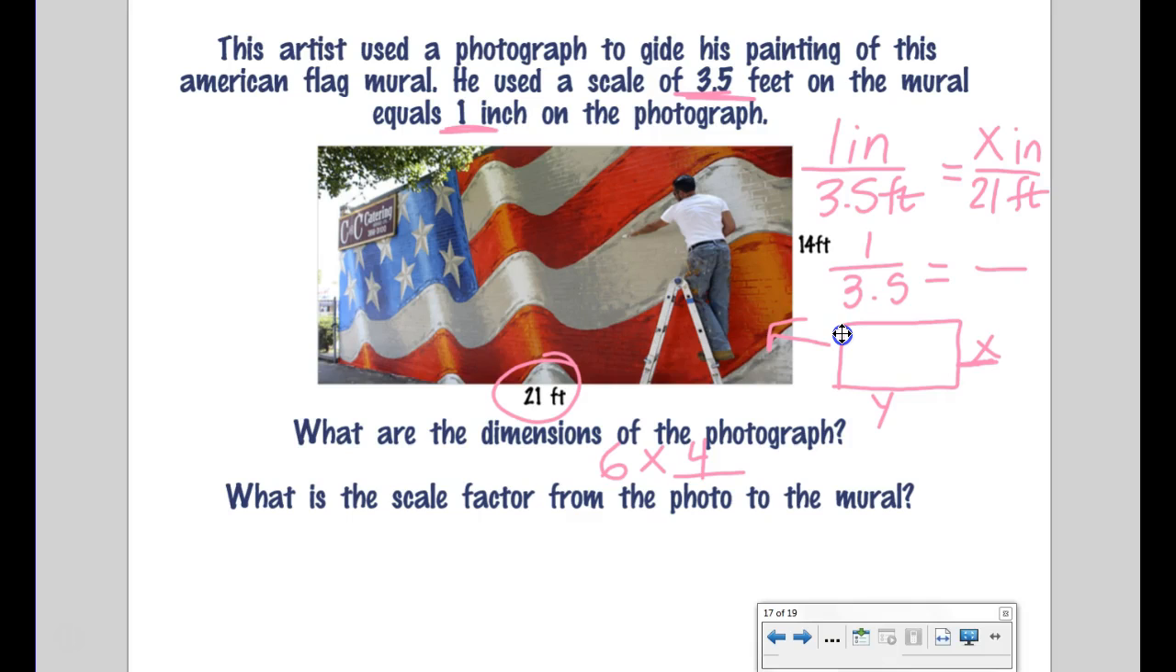What is the scale factor from the photo to the mural? How much bigger is that mural? That guy's Facebook photo was 18 times smaller than his real self. I want to know how much they blew up that picture to make that mural. We're going to use this right here, just like we did last time. This and this. Second over first. So I want the mural, 3.5 feet over 1 inch.